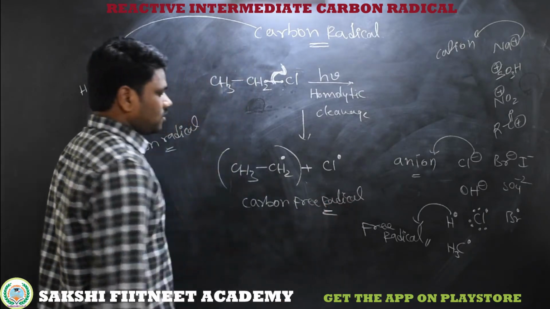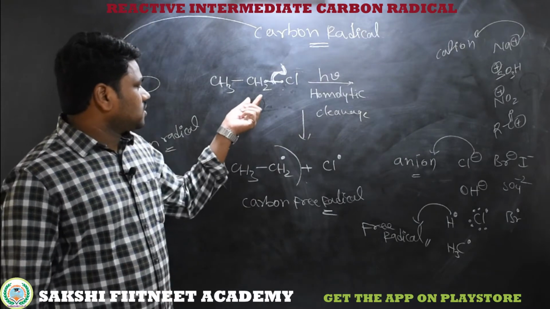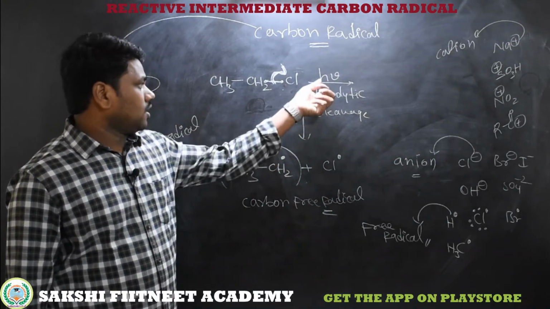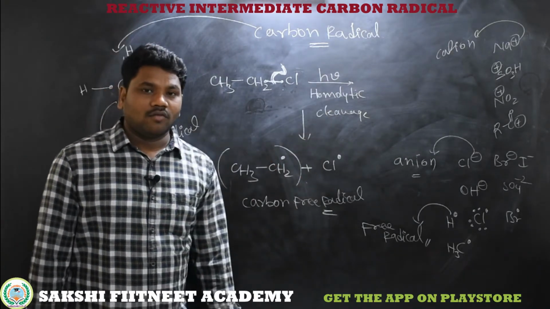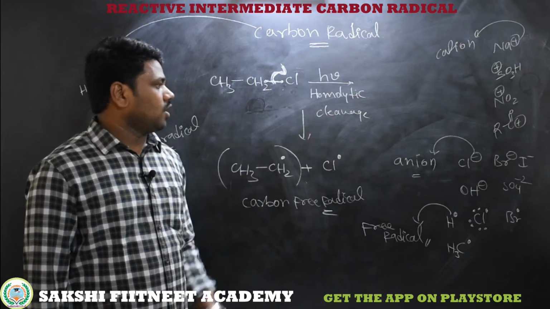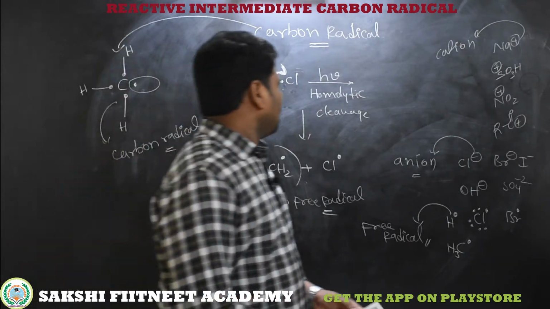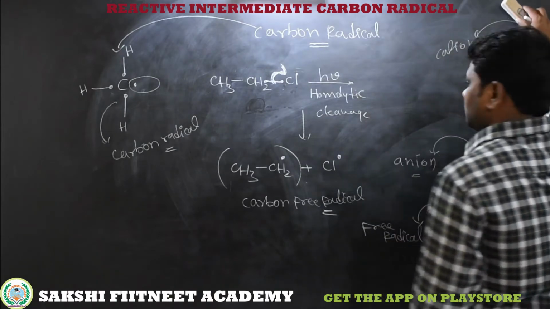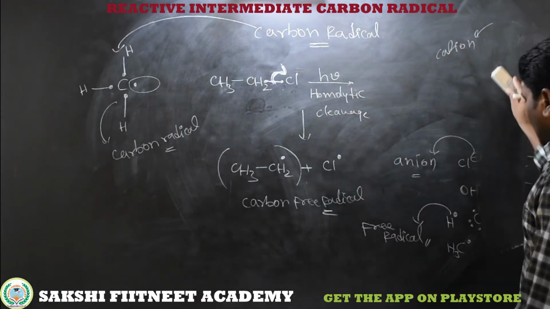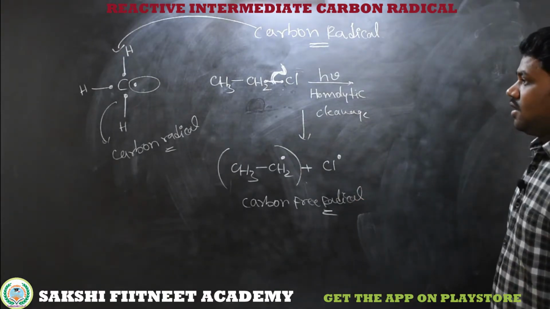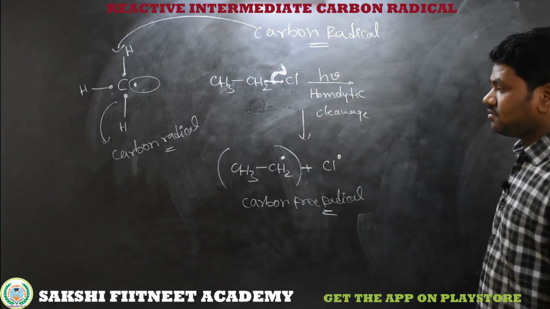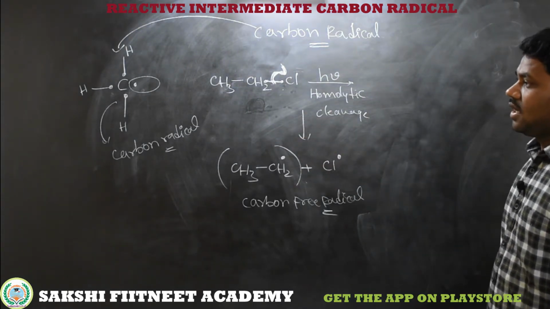Carbon free radical. A free radical exists on homolytic cleavage under a photochemical condition and a non-polar solvent condition. So this is a carbon radical. We just observe what is the structure of this carbon radical.